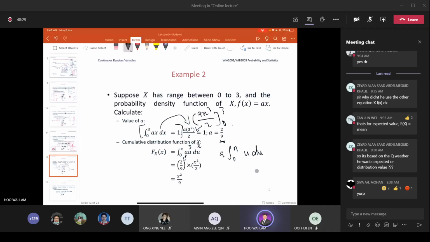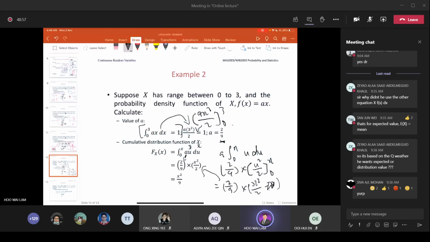So from here, you are getting 2 over 9 from this one, and then for this one, we'll be getting u squared divided by 2, evaluated from x0. That's why you are getting 2 over 9 times (x squared over 2 minus 0). And then the minus 0, you don't really need to write this one, bracket, you know. That's why it will resemble back to this one.